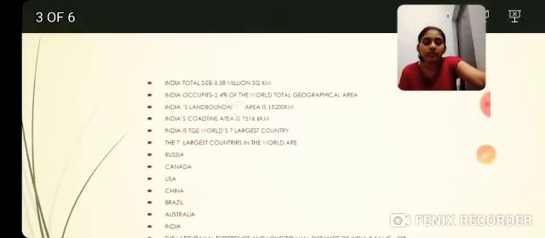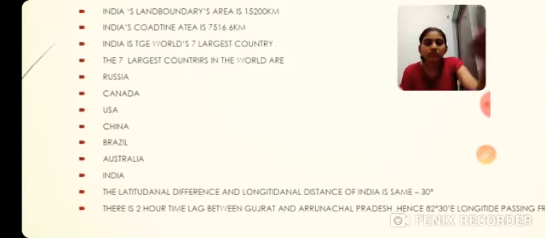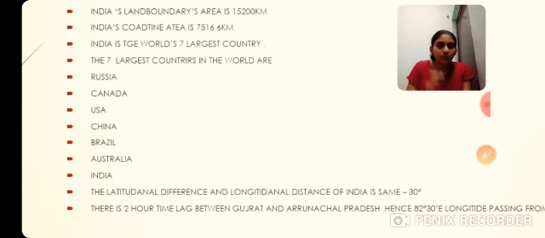Let's look at this. See here. You have first Russia, then second is Canada, third is USA, fourth is China, fifth is Brazil, sixth is Australia, seventh is India. So first Russia, then Canada, then USA, then China, then Brazil, then Australia and India.